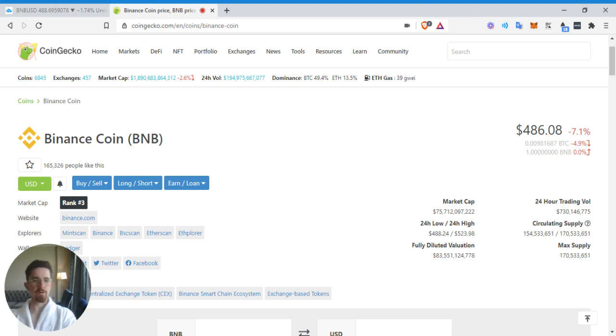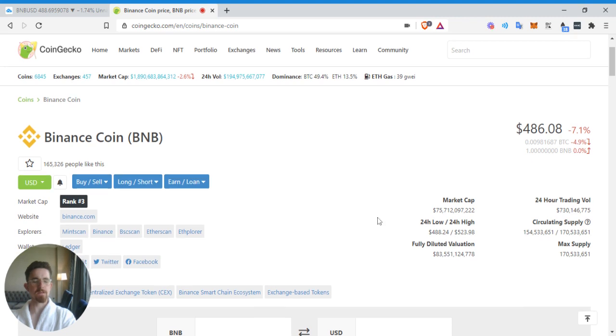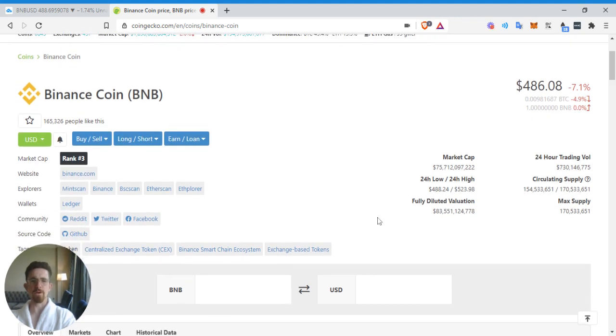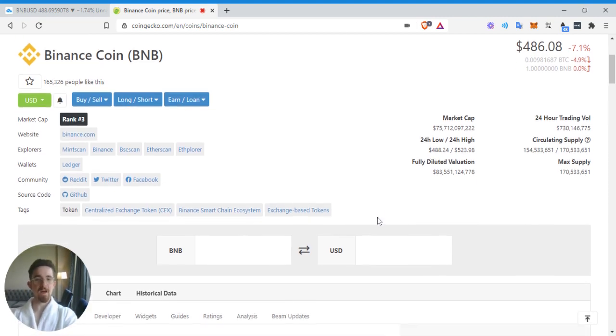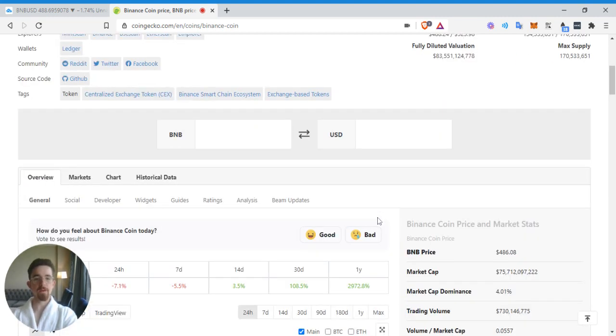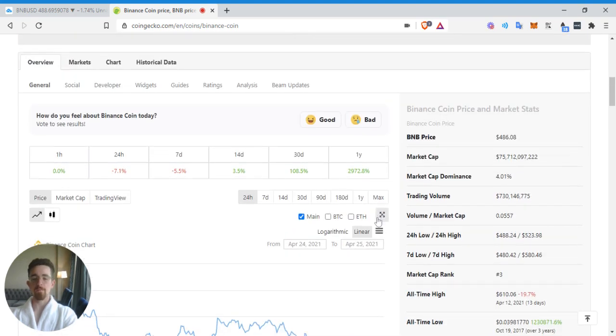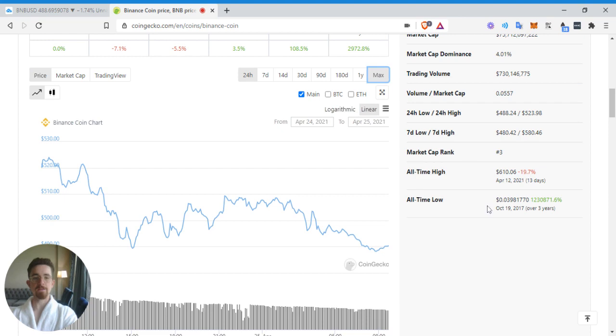So let's see, 24-hour trading volume is at $730 million. That is good to see. A little bit low for that market cap, but it is a Sunday, so that is the one thing to take into account. Fully diluted is 83 billion, max supply 170 million. Okay, that's good to see. All right, let's go here to max, and then we'll go to the chart.